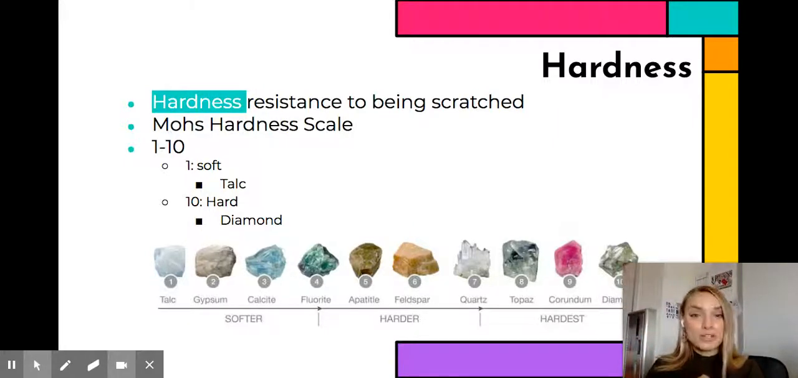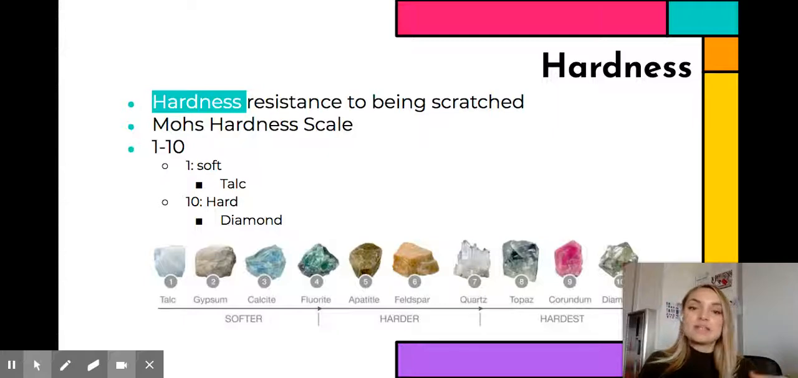To measure hardness, we use something called the Mohs hardness scale, which was developed by a scientist named Moh, and it ranks from 1 to 10. 1 is the softest, and 10 is the hardest. And we have reference minerals for each of these. So a Mohs hardness of 1 is what talc has. Talc is the softest mineral, and it can be very easily scratched by just about anything. You can make a dent in it with your fingernail.